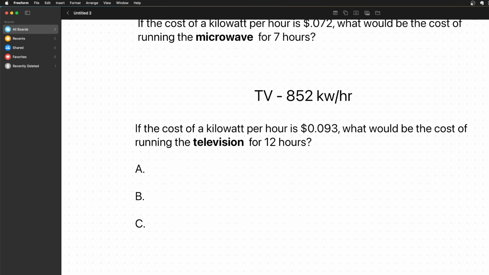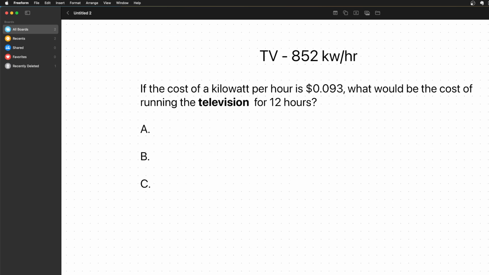I don't have another bar graph for you, but I want to give you a couple more practice problems prior to the test. So here is the problem, and I encourage you to pause the video and attempt this one just to practice, and then I'll go over it with you in a second. Instead of a bar graph, here's the kilowatts per hour used by the TV. So if the cost of a kilowatt per hour is about 9 cents, what would be the cost of running the television for 12 hours? Go ahead and pause the video and try it.